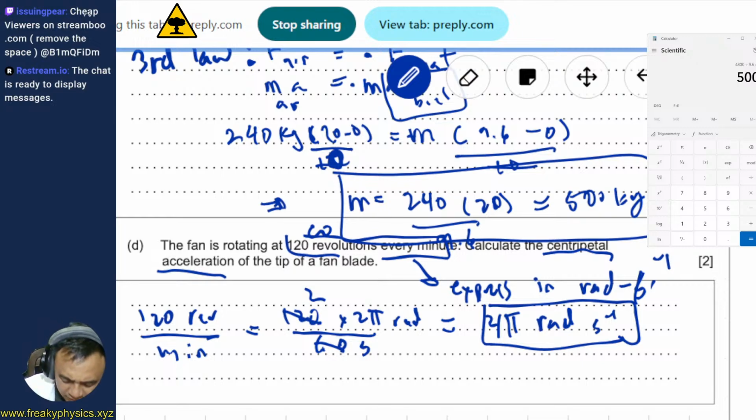Now that we know our omega, what's the centripetal acceleration? This is not rotational motion anymore. This is circular motion. So we're going to do centripetal acceleration. That's going to be equal to a_c equals omega squared r.